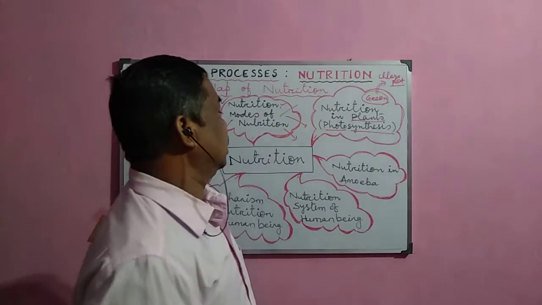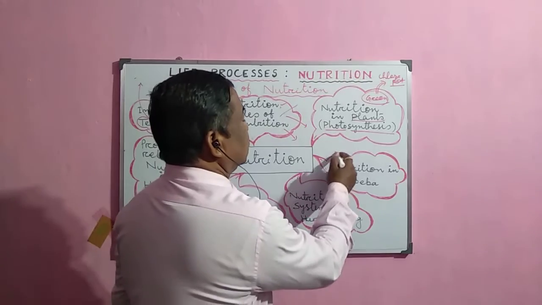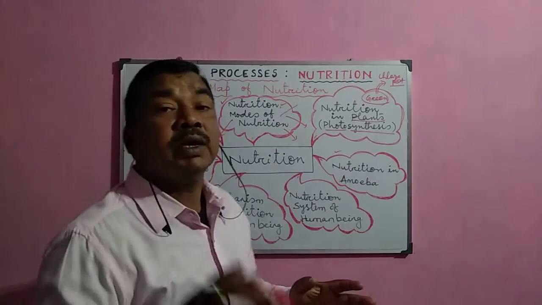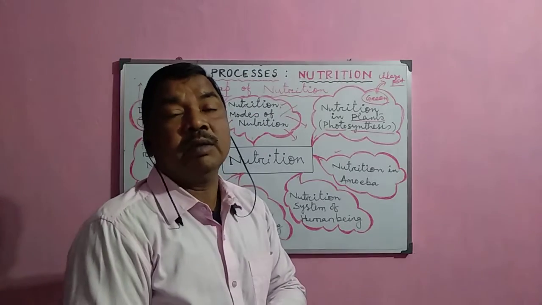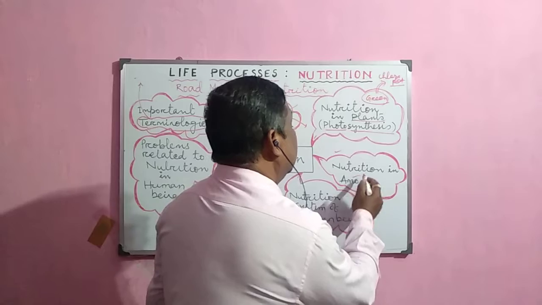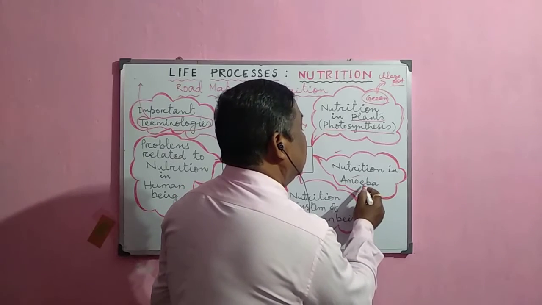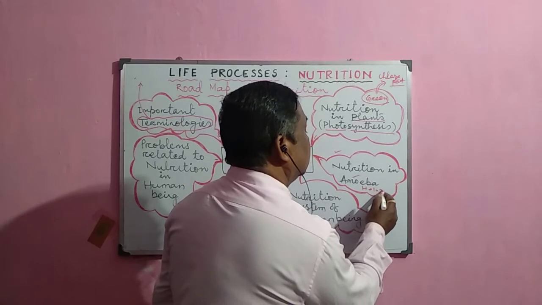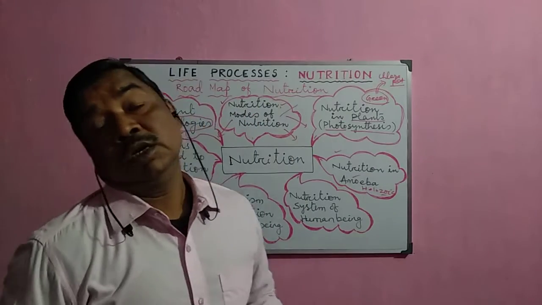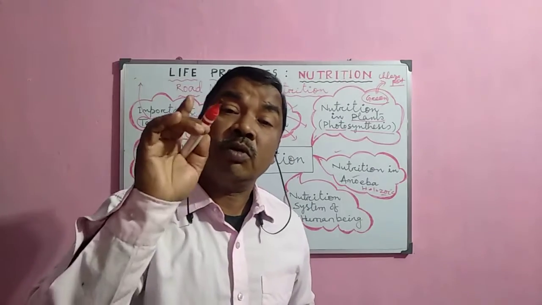Now, after that, we shall discuss how nutrition occurs in the case of animals. As the example, we shall take here the simplest animal, that is your amoeba. And this amoeba also performs the holozoic mode of nutrition, although it is a unicellular organism. Still, it performs the holozoic mode of nutrition.